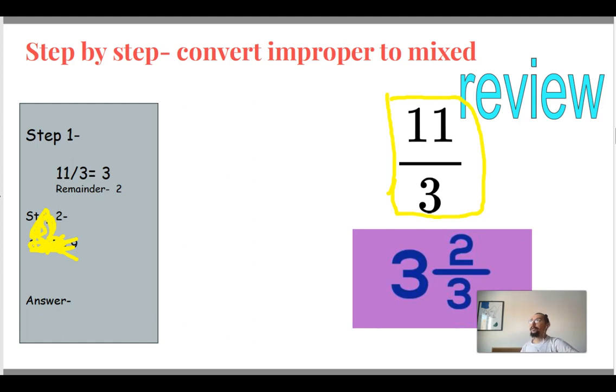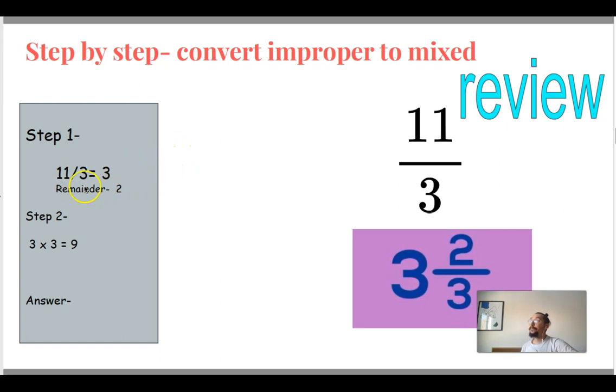As we remember, I think this happened two weeks ago, we were converting improper to mixed. So what we did, we divided the top number by the bottom number. We divided 11 divided by 3, and the answer is 3, and the remainder is 2.